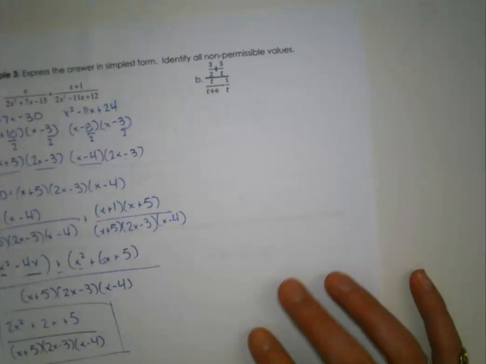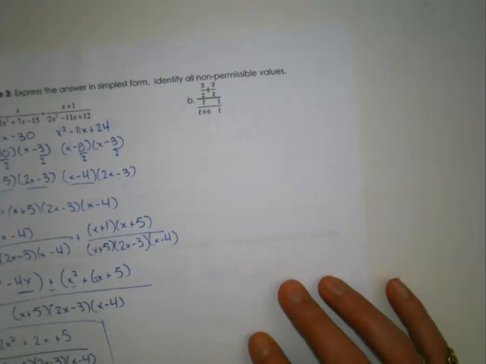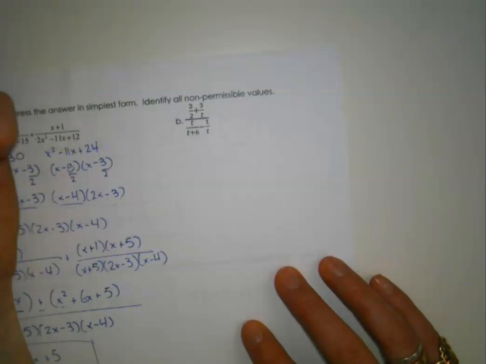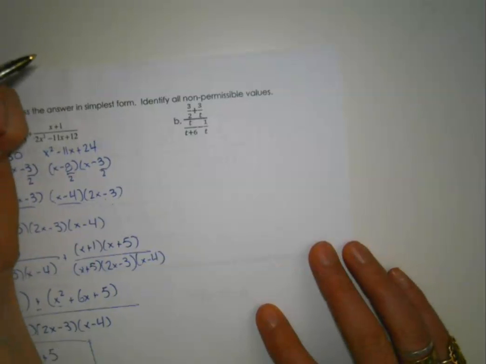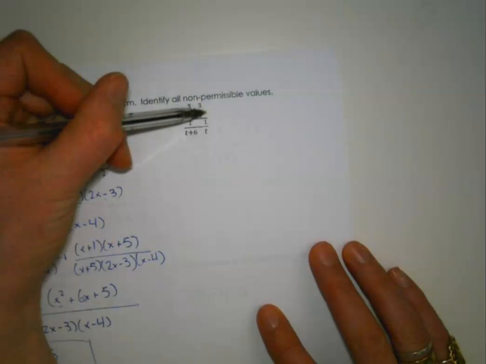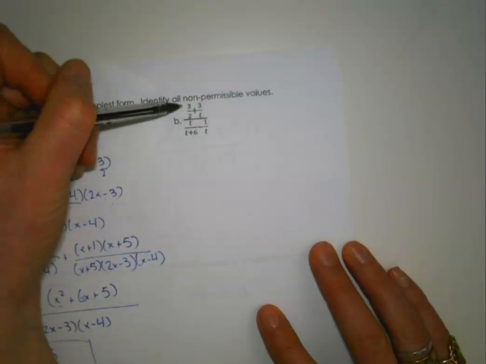Okay. Let's try one that's a little bit more complicated. This is going to combine basically everything that we've learned so far. So it's going to include adding and subtracting as well as multiplication and division. So in this one, first of all, we want to look at what we've got here, right? We've got two fractions being added, two fractions being subtracted, and they are being divided by each other.